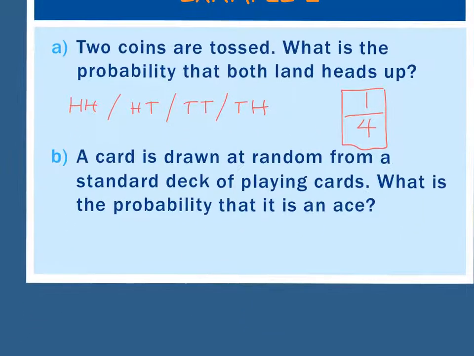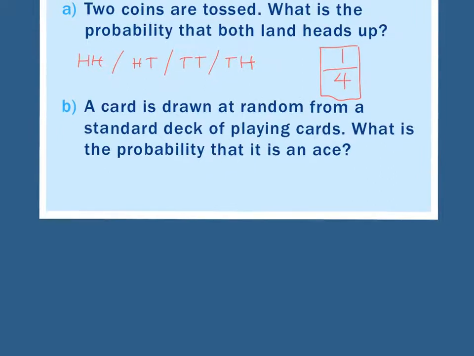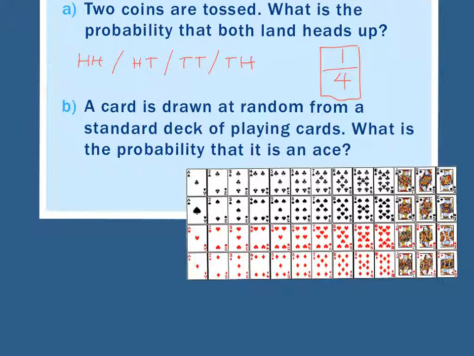The next one says a card is drawn at random from a standard deck of playing cards. What's the probability that it's an ace? Okay, so I put a picture like this again in files if you need it. You do need to know what's here. So you want to look at this deck. Obviously, there's 52 cards. There's 13 in each suit. There are 2 suits that are black, 2 suits that are red. The suits are spades, clubs, hearts, and diamonds.